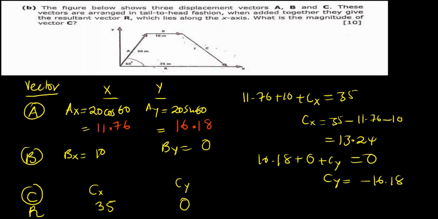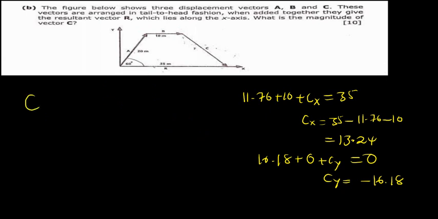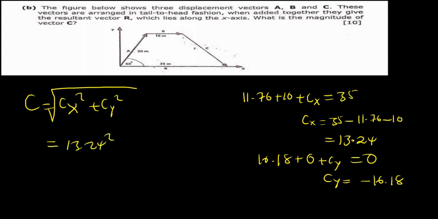Now that we know the y component and the x component, let's find the vector c itself. So c is simply cx squared plus cy squared and then square root. So cx is 13.24 squared, and then cy is negative 16.18, then squared, square root that.